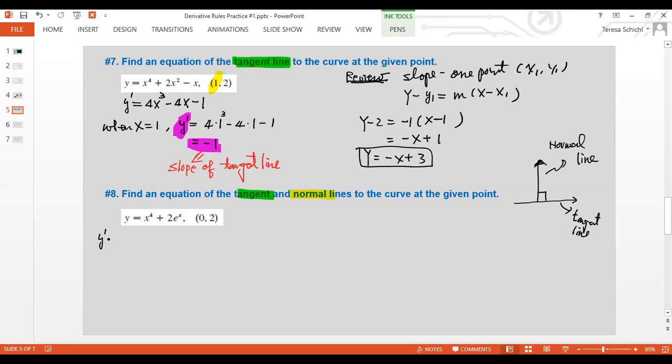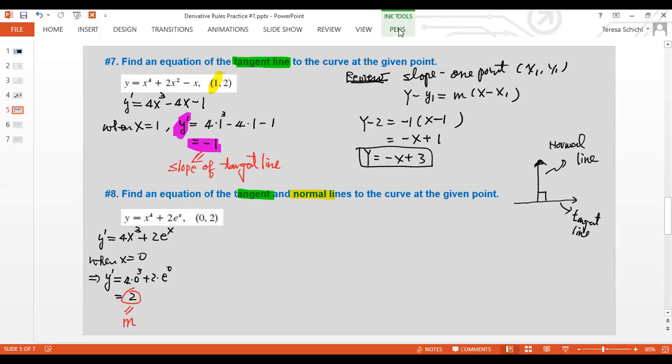So let's take y prime, which is equal to 4x cubed, correct? Then plus 2e to the x, the derivative of e to the x is itself. Now we want to see when x equals 0, what is my y prime? When x equals 0, it is 4 times 0 cubed plus 2e to the 0. So e to the 0 is 1, so this is 2. What is the 2 again? Very important, right? The derivative is the slope of the tangent line, so it's the slope.